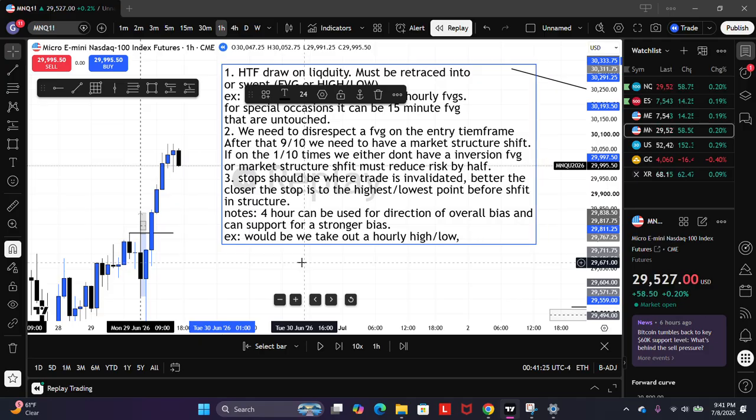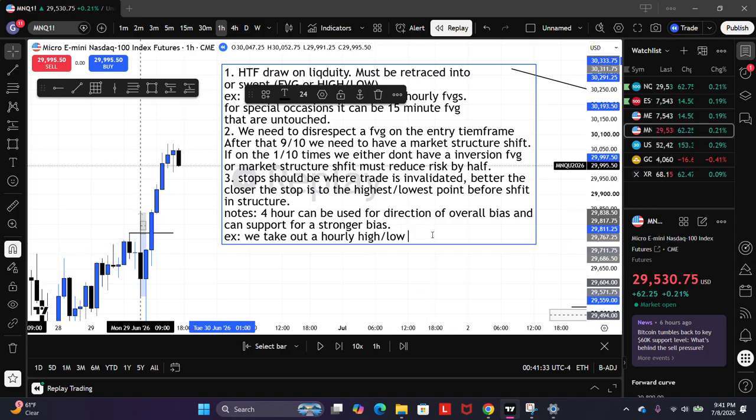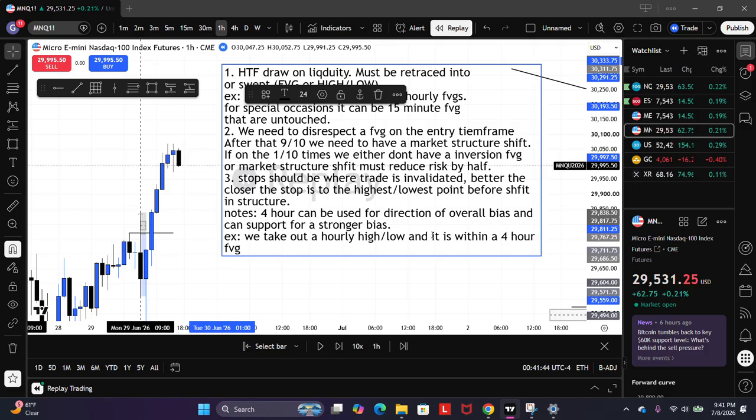which actually won't really happen, low, we take out an hourly high or low, and it is within a 4 hour fair value gap.